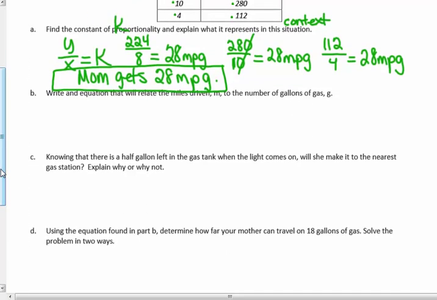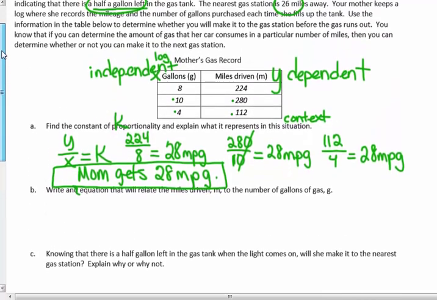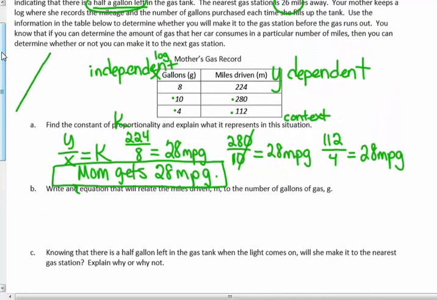Write an equation that will relate the miles driven M to the number of gallons of gas G. Miles per gallon. Oh, you know what? I could make a triangle out of this. My miles divided by my gallons gave me my constant. So my constant, 28 miles per gallon, times how many gallons I have will give me my miles. That's what it's asking.